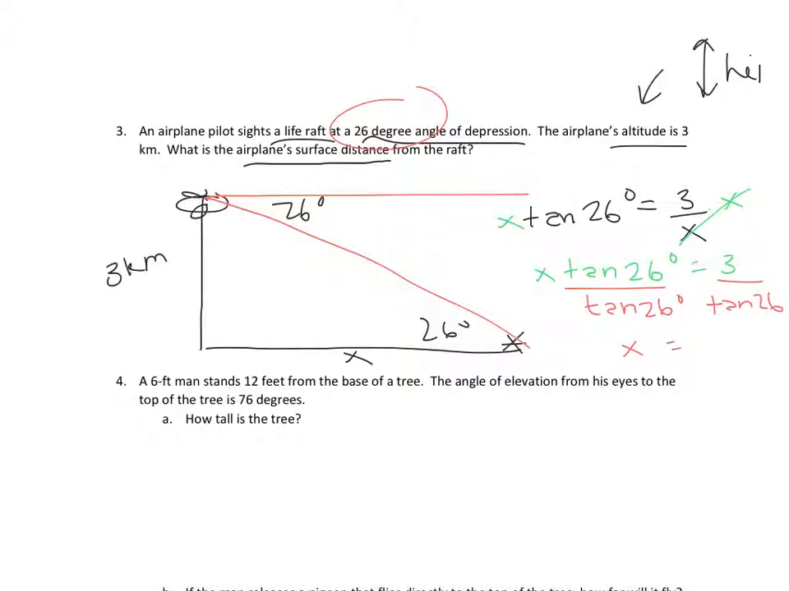So x is approximately, because this will not be exact, you're going to round. And then you're going to answer in kilometers, because that's our unit right here.